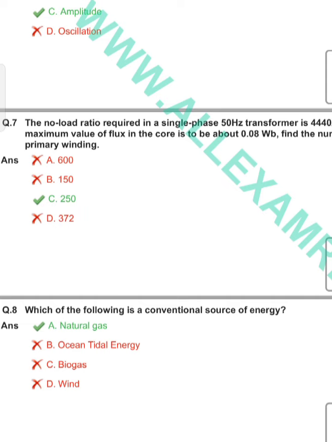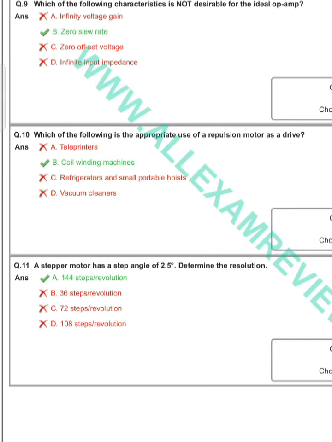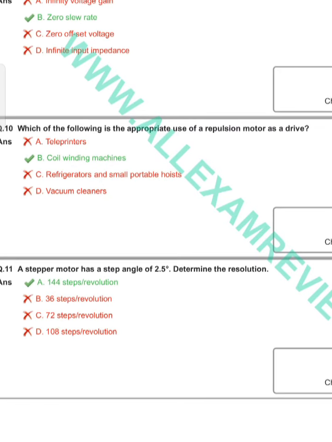Another one is a power system question. Which of the following is a conventional source of energy? Natural gas is the conventional source of energy. Okay, question number 9. Which of the following is not desirable for the ideal op amp? Zero slew rate is the characteristic not desirable for the ideal op amp.